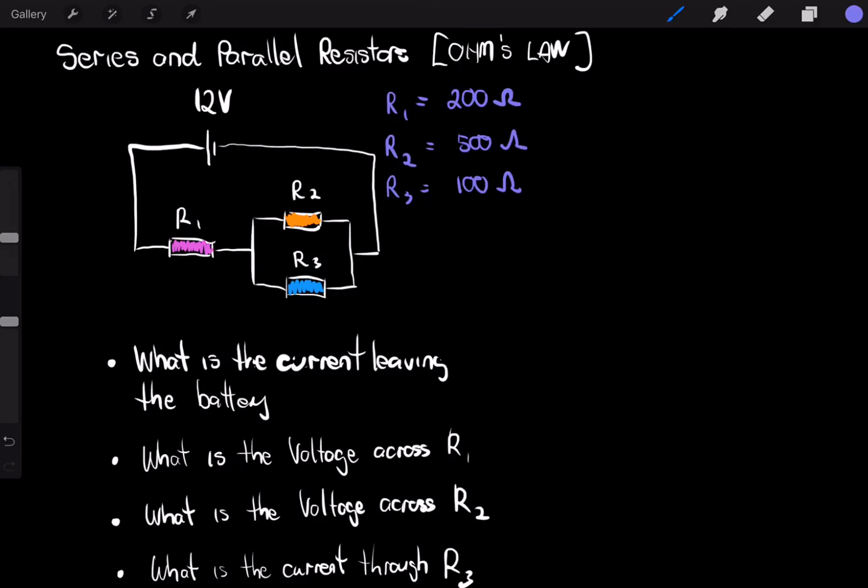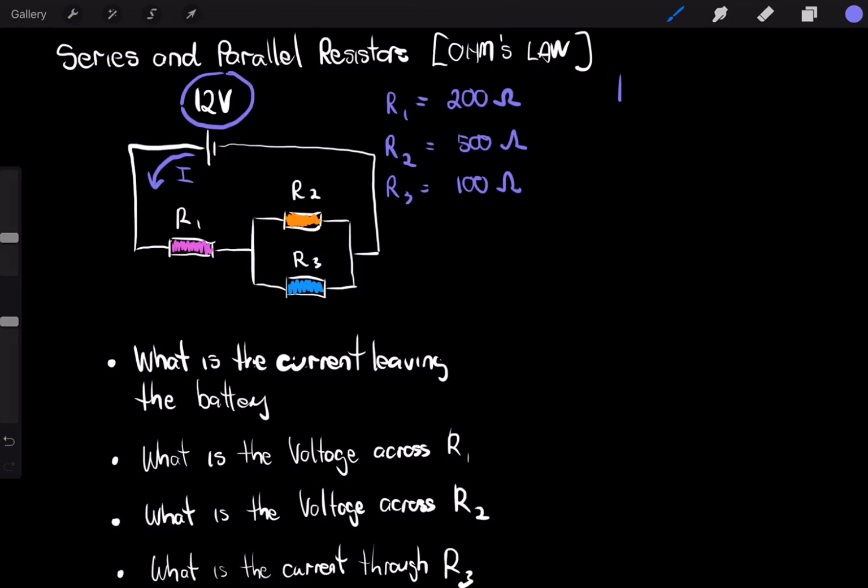What is the current leaving the battery? In order to work that out, we're going to be using the global version of Ohm's law. With the global version, we know that V is the voltage of the battery. Well, we've got that. We're trying to find the current coming out of the battery, and R stands for the total resistance of the circuit. Well, we haven't got that, we've got to work that out. And that's what we've been doing over the last couple of screencasts. So let's do that now.